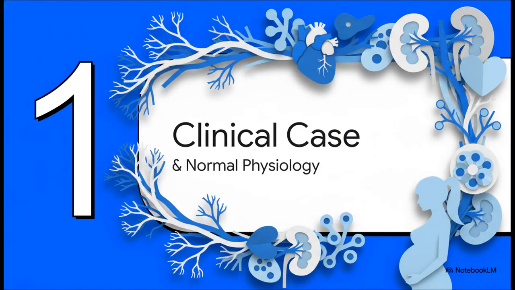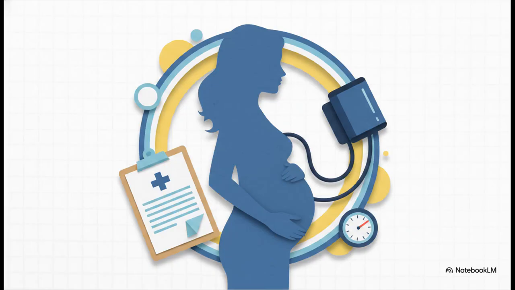Section 1. Clinical case and normal physiology. To truly understand a disease process, we really need to anchor the pathophysiology in a realistic clinical context. Imagine you're an ER or ICU nurse and you meet our patient, J-Lou. She's a 31-year-old female of Hispanic descent. She presents to triage at 26 weeks gestation. Now, during her routine check, you note a new onset of high blood pressure. She also shares a history of a previous miscarriage.